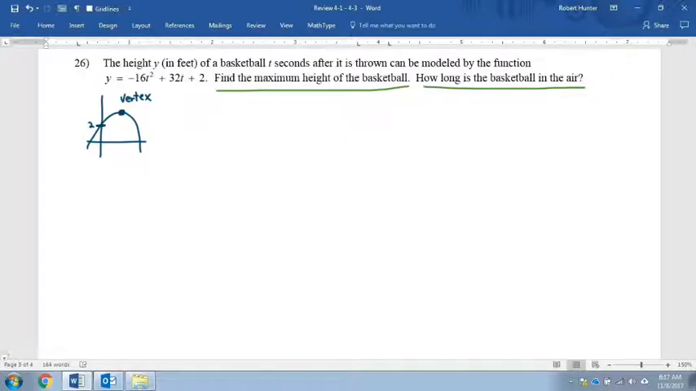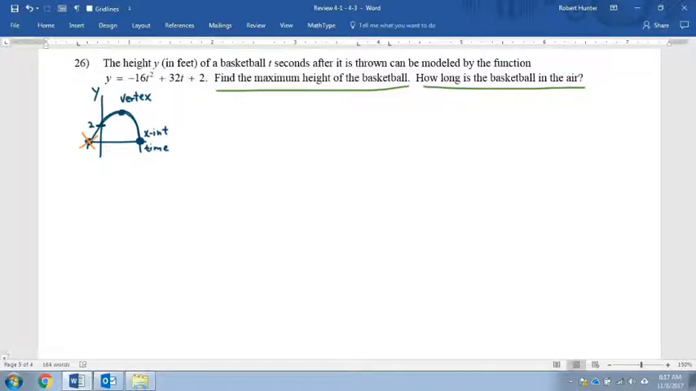Then it says how long is the basketball in the air? Well, it's in the air until it gets to right there. That's where it hits the ground, which is an x-intercept. Now I know there's an x-intercept over here, but remember, y is the height, and this is time. That would be a negative time over here. This is not Back to the Future, so we don't care about negative time.